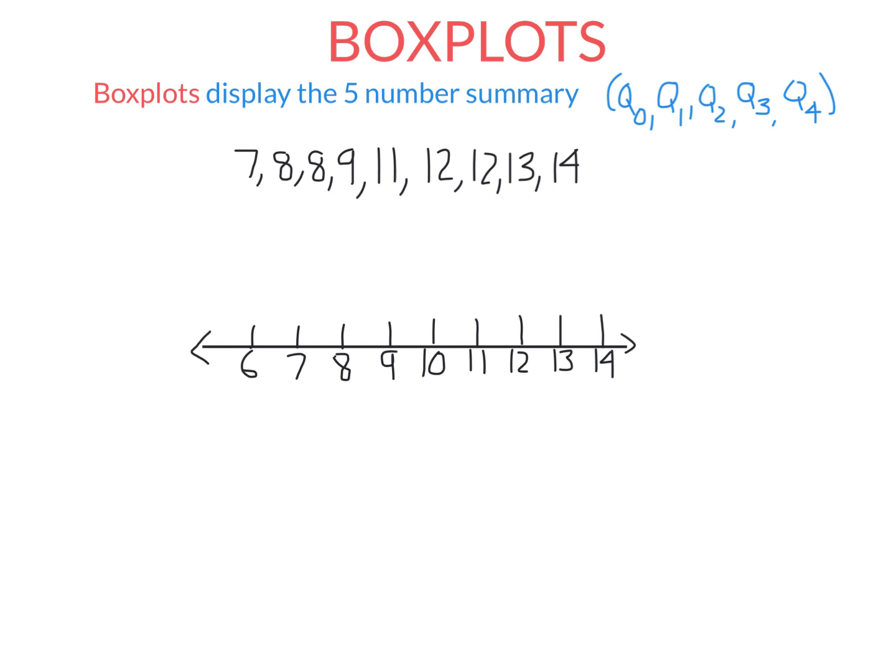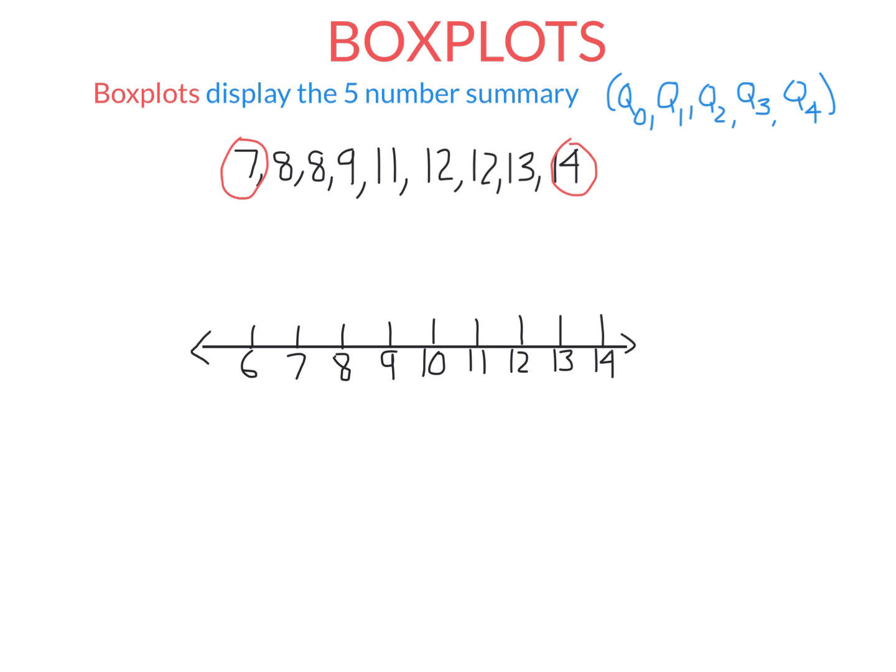So in order to construct a box plot, we first need to calculate the quartiles. So let's calculate the quartiles for these numbers here. We usually start off with Q0 and Q4 because they're the easiest. Q0 is the minimum, Q4 is the maximum. So Q0 is 7, Q4 is 14.